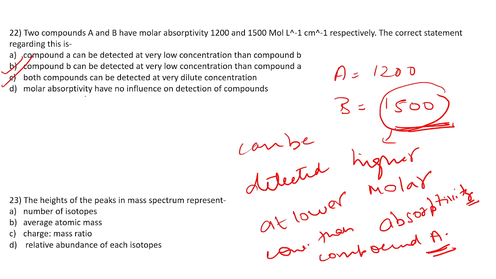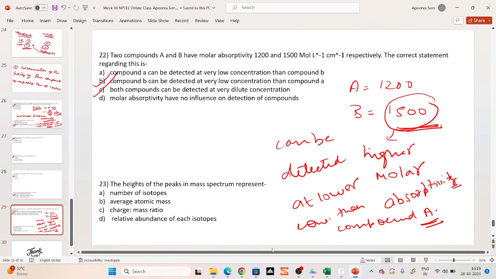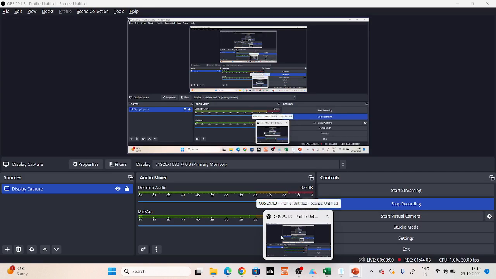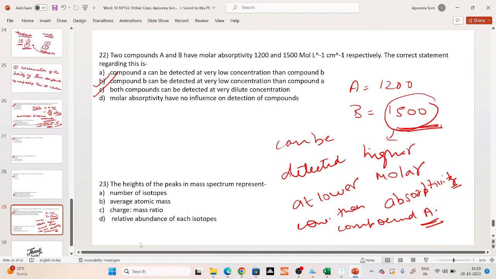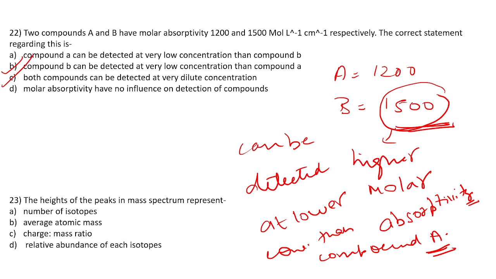Okay. Next question is question 23. I think this is the last question. Yes, this is the last question for the day. The heights of the peaks in mass spectrum represents what? Number of isotopes, average atomic mass, charge to mass ratio, or relative abundance of each isotopes. 1 minute to think.